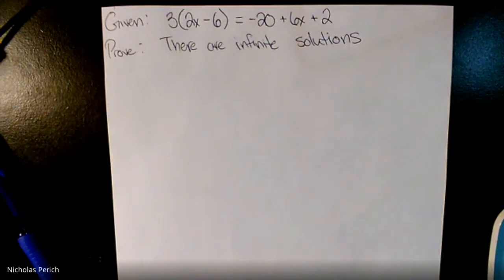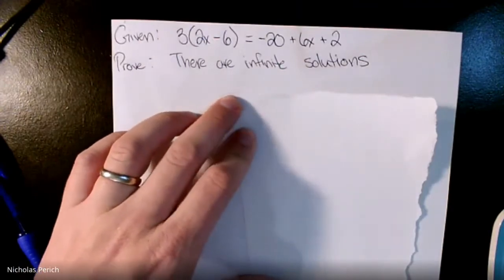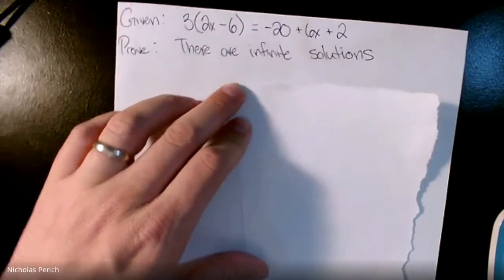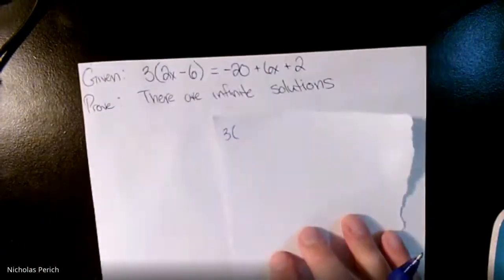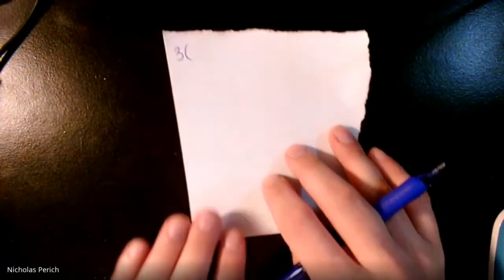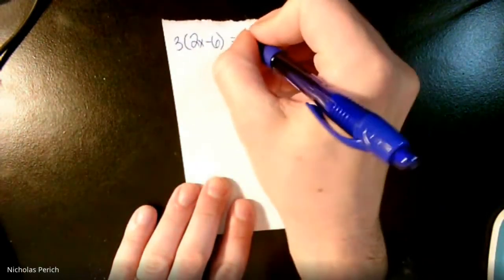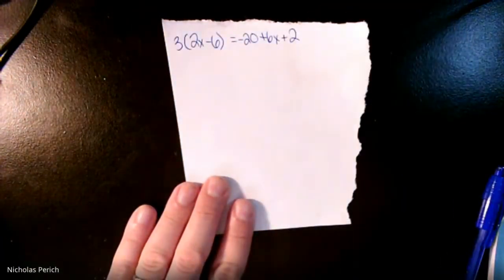Let me flip this around. I will do my rough draft on this scrap piece of paper that I just ripped over here. I'm going to do exactly what I did before. I'm going to use blue to show my work and red to explain what I did. My given is 3 times 2x minus 6 equals negative 20 plus 6x plus 2.